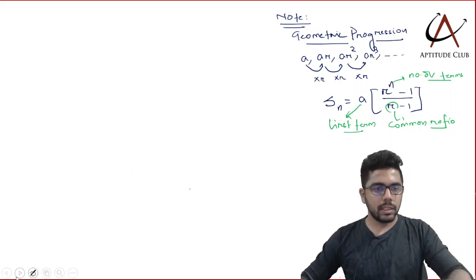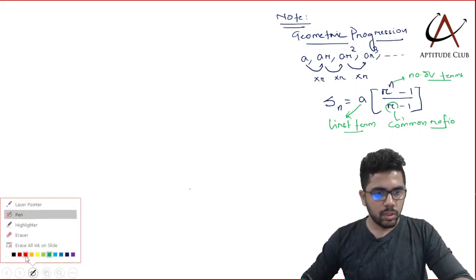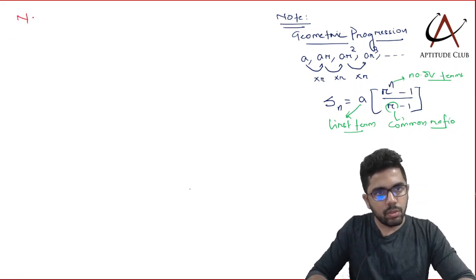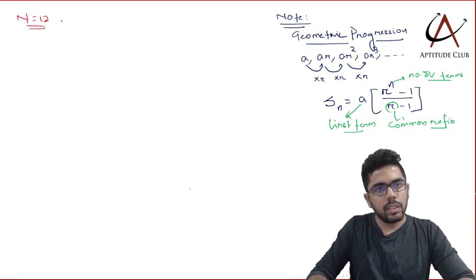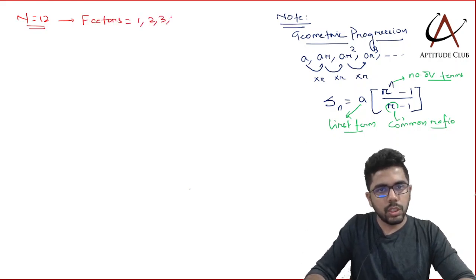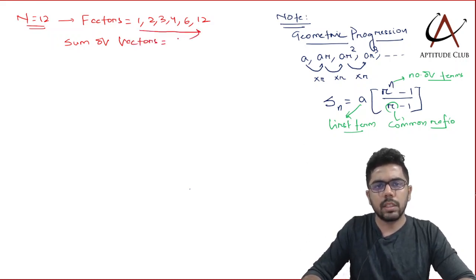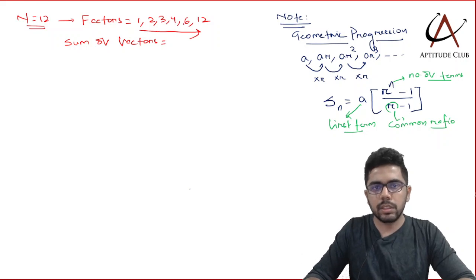Now why am I saying this? Let us take that example of 12 again. n equal to 12. What were its factors? The factors were 1, 2, 3, 4, 6 and 12. If I calculate the sum of all the factors, just simply add. It's a small number so we can directly add. If I add 3, 3, 6, 4, 10, 16, I get 28.